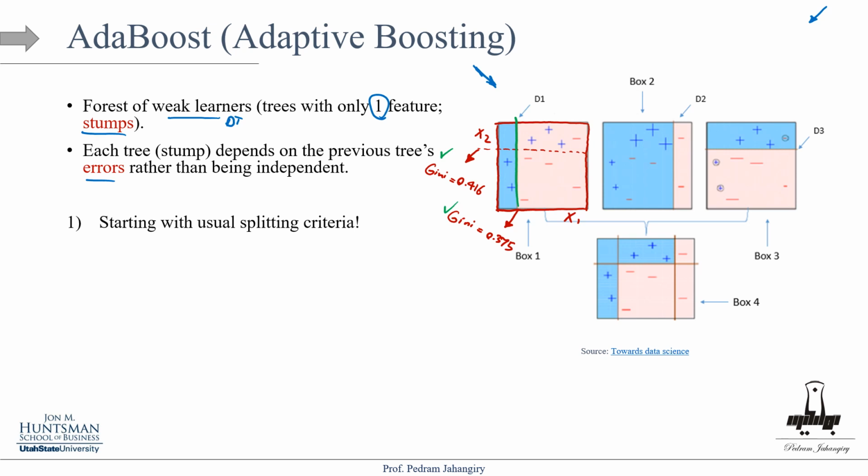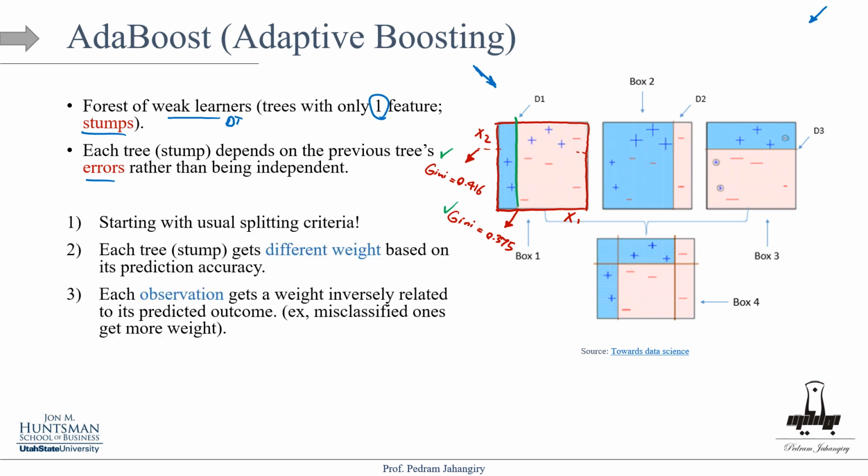So for the first tree, we're going to start with this split, right? So this is our split number 1. Okay, and then let's go to the second step. Second step, each tree, or in this case stump, gets different weights based on its prediction accuracy. So look at that. We have a tree, and this tree is going to give us an f hat. Let's call it f hat 1 for tree number 1.